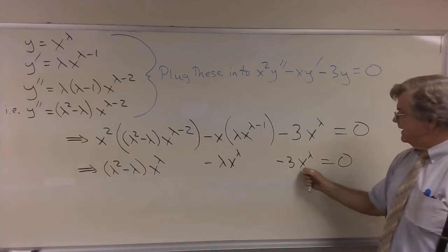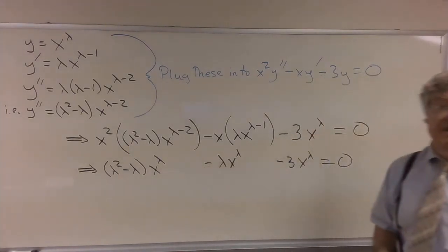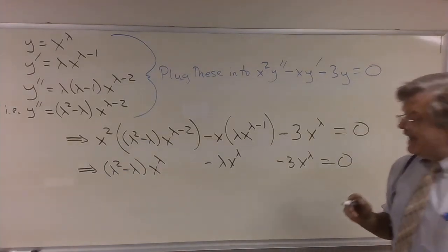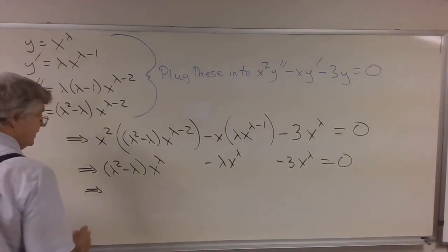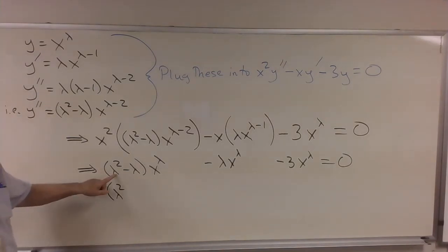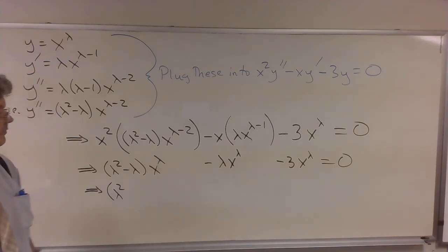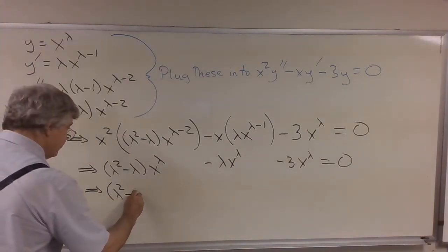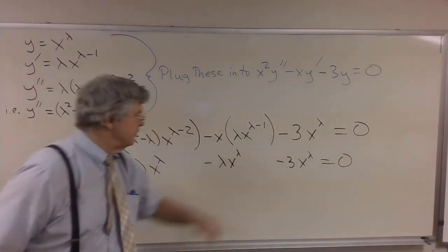We have a common factor here, x to the lambda, x to the lambda, x to the lambda. We can factor that out. And what do we have? Lambda squared, and that's the only lambda squared we have. We have minus lambda minus another lambda, which is minus 2 lambda. And then we have minus 3.